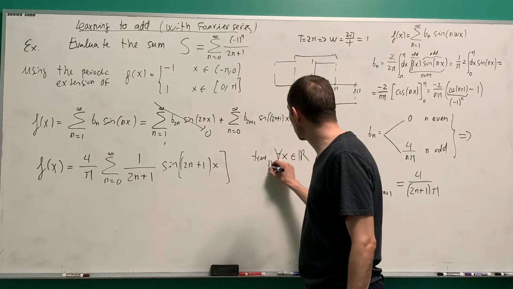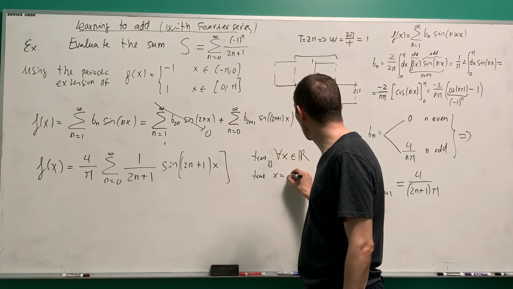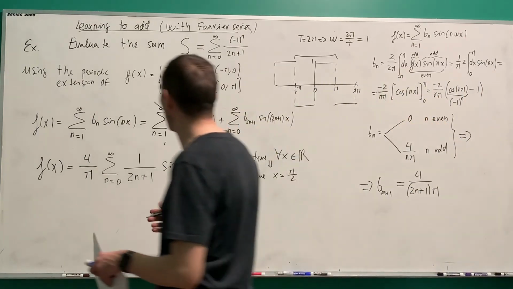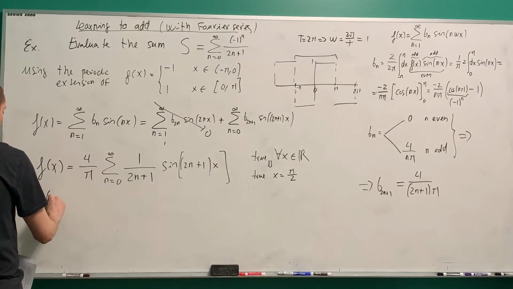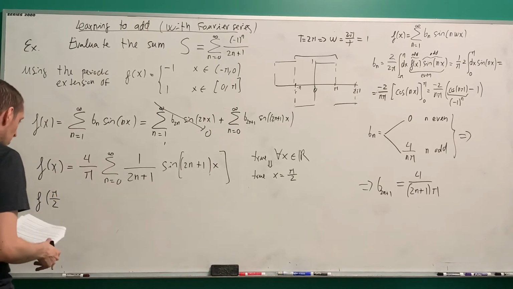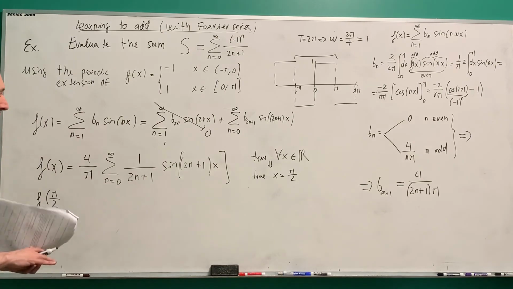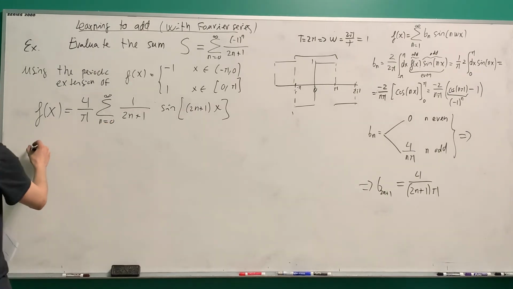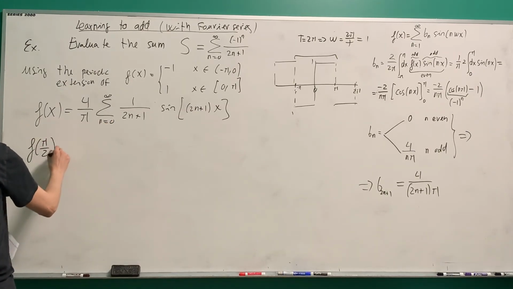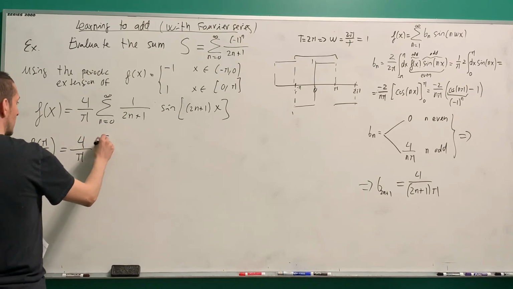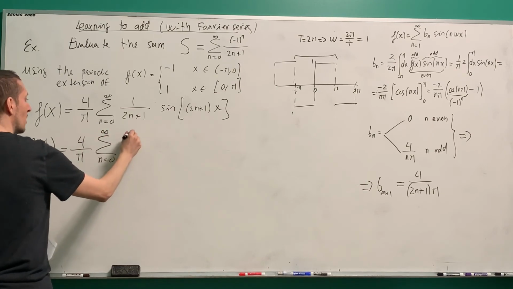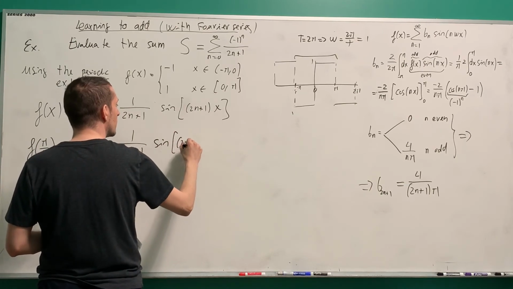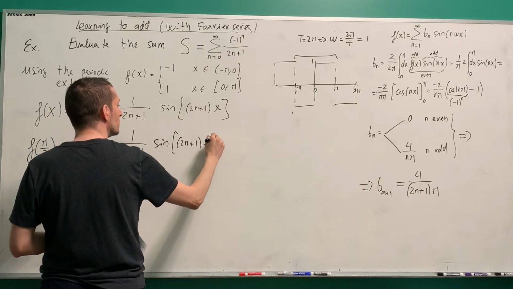So it's also true if x is equal to pi over 2, right? So let's write this result for pi over 2. On the left, I get f of pi over 2. I'm going to move it up because I need the space to make it more clear. So let me erase that line and move everything up with the magic of crappy editing. So f of pi over 2 will be equal to 4 over pi, and then the sum n equals 0 to infinity of 1 over 2n plus 1 times the sine of (2n plus 1) pi over 2.